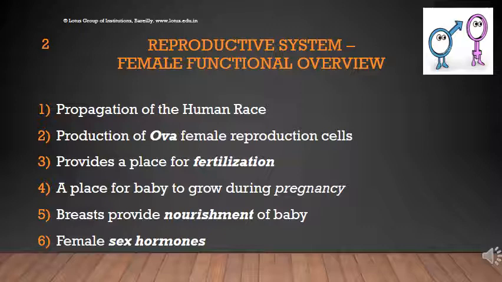After fertilization, pregnancy occurs, and at the time of childbirth, the female sex hormone, also known as oxytocin, is secreted and is very important for the contraction of the uterus muscle. After that, the breast provides nourishment to the baby.